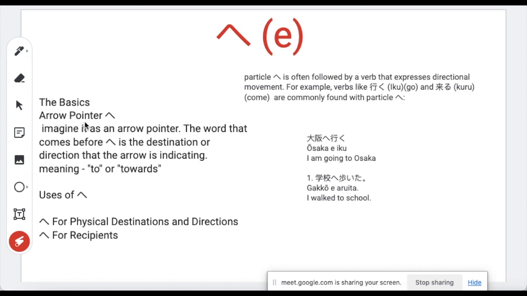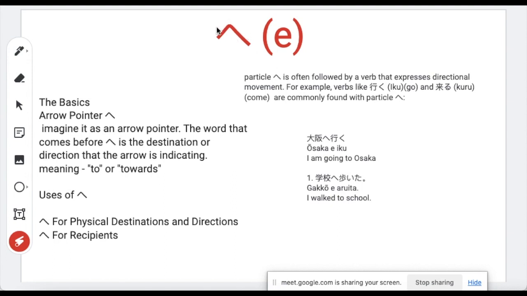'E' is a pointing arrow, a pointer. You are pointing towards something. So imagine it is just an arrow pointer. The word that comes before 'e' is the destination or direction that the arrow is indicating. The meaning is 'to' and 'towards'.